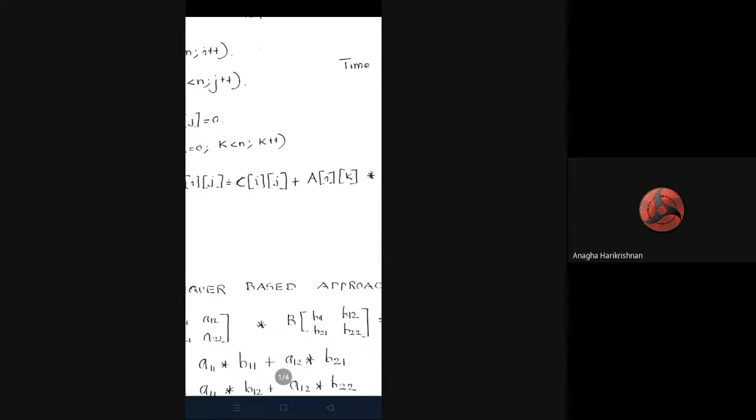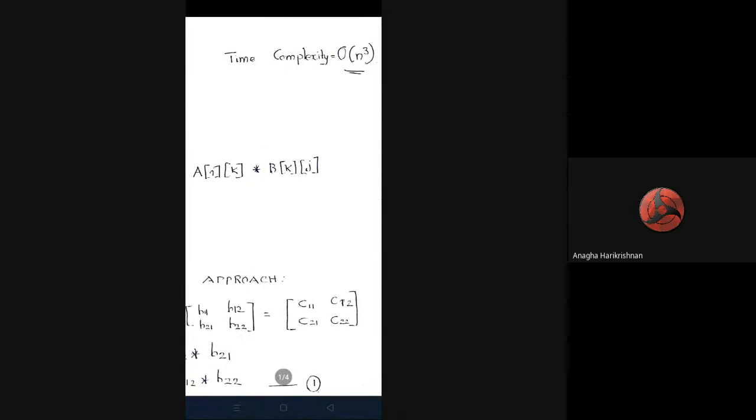So what you can note here is there is a matrix A. A is equal to A11, A12, A21, A22. B is B11, B12, B21, B22. Now you want to obtain a matrix C, whose elements are C11, C12, C21, C22.